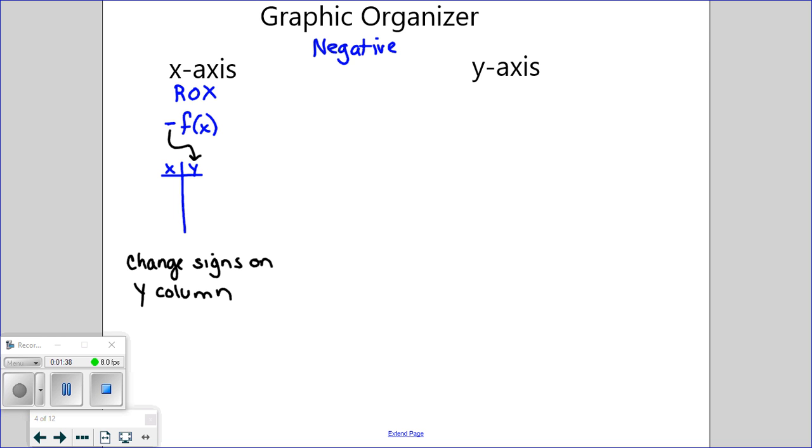If that negative were to move to the inside of our function, we call it an ROY. The mathematical notation for that would be f of negative x. And if, again, I look at my table of favorite points, how do I actually do that? I would take that negative and I would go down my x column, and I would change the signs on all of my x's.